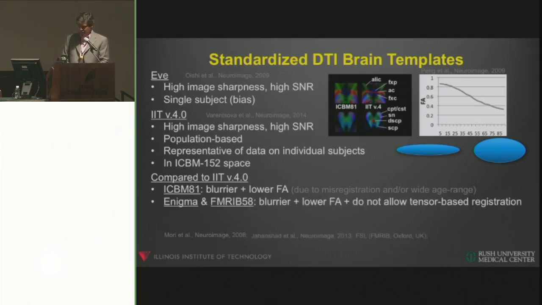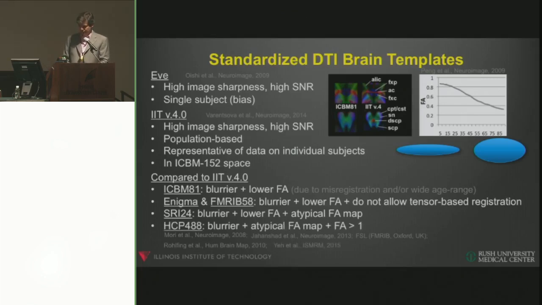Now, if we compare the Enigma and fMRI B58 to IIT version 4, they're both blurrier and both have lower FA. And also, one severe problem with those is that they do not allow tensor-based registration, which, as I showed you earlier, gives you the best spatial matching across subjects. In terms of SRI 24, that template is blurrier than IIT version 4. It has lower FA, and it also has an atypical FA map. In terms of the recently introduced HCP 488, it's blurrier. It has an atypical FA map with a big asymmetry between left and right hemispheres, and also several regions have FA values higher than 1.